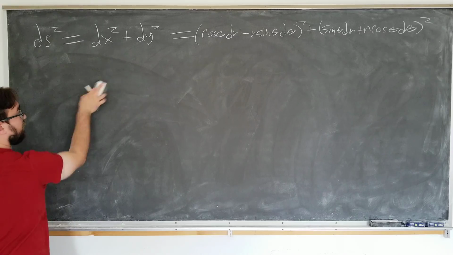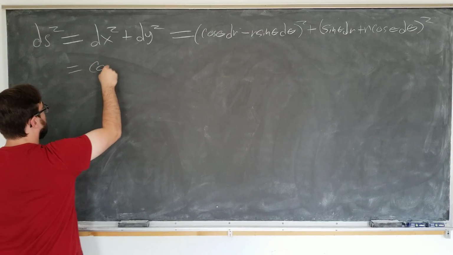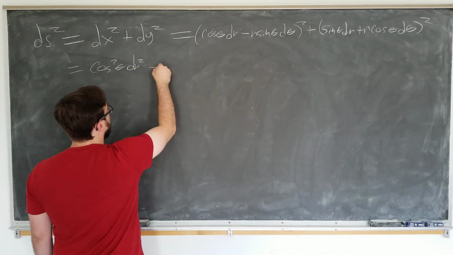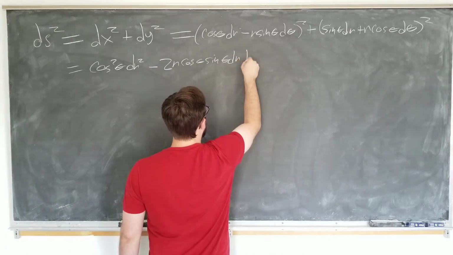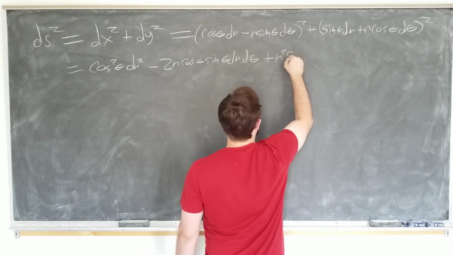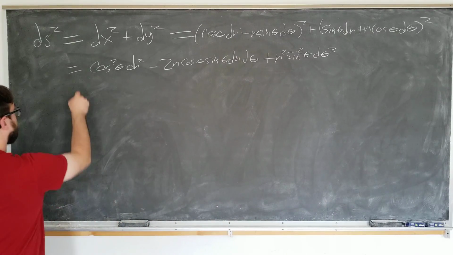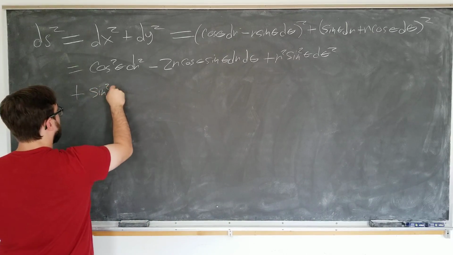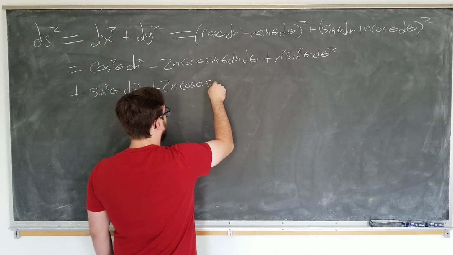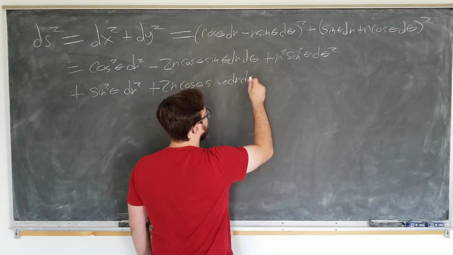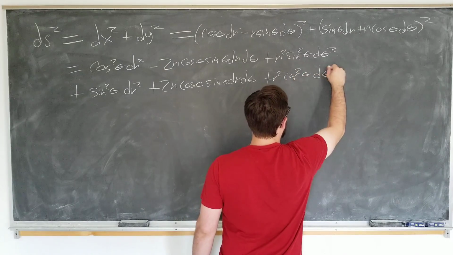Just expanding the first term, we'll get cos squared theta dr squared minus 2r cos theta sine theta dr d theta plus r squared sine squared theta d theta squared. Similar for the second one, plus sine squared theta dr squared plus, this time, 2r cos theta sine theta dr d theta plus r squared cos squared theta d theta squared.